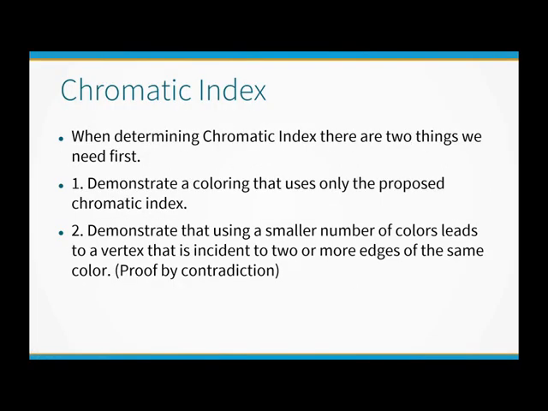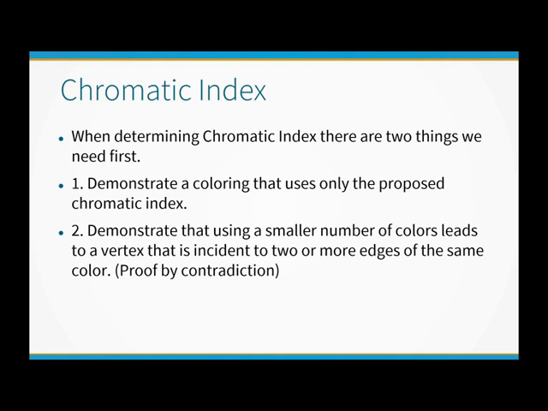So let's say we were trying to prove that a chromatic index that we came up with was correct, that was the minimum number of colors necessary to properly edge color this graph. To do that, there are 2 things that we're going to have to demonstrate. The first one is that we're going to have to show that the number that we came up with is actually going to work with the graph that we have. So we're going to have to actually properly edge color it with the proposed chromatic index that we have.